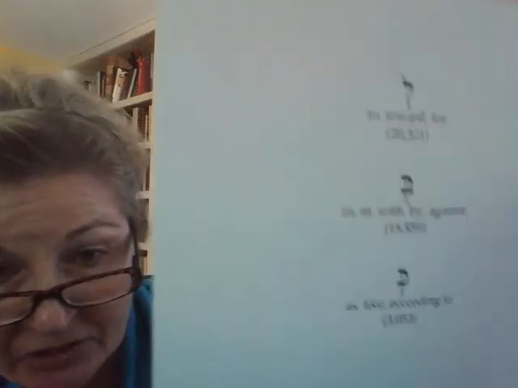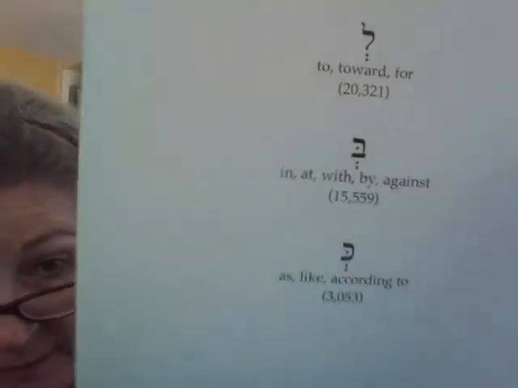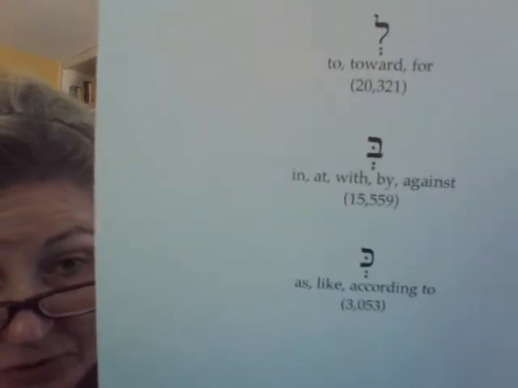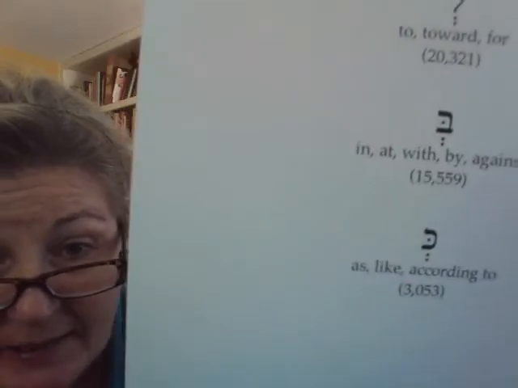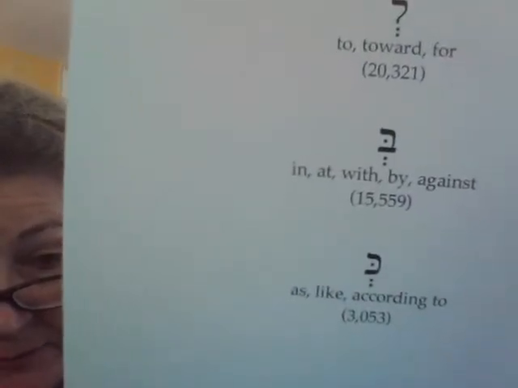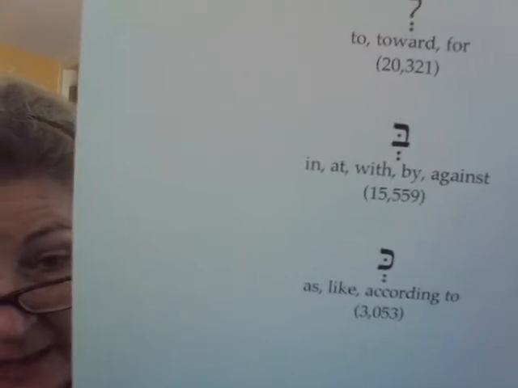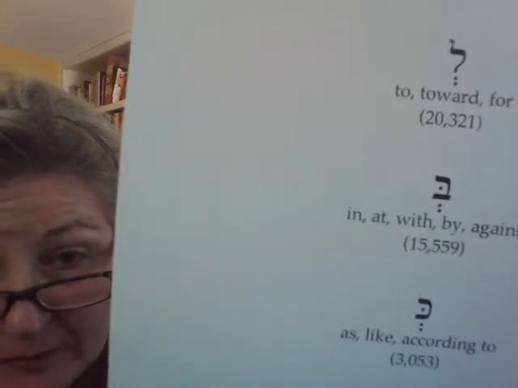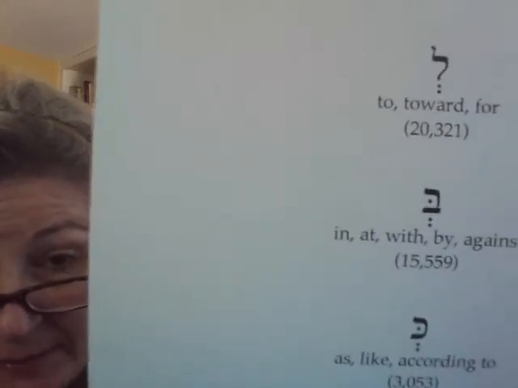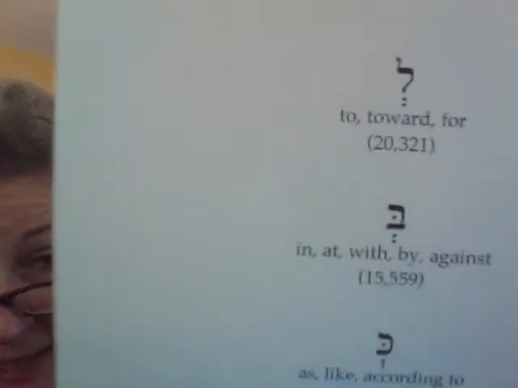Now, more common than the makef prepositions, more common than the independent prepositions, of course, are the troublemakers, the inseparable prepositions. These are our 3 inseparable prepositions. The lamed with the vocal schwa occurs, look at that, over 20,000 times. And then the beth occurs over 15,000 times. And then the kaf occurs over 3,000 times. So these are definitely the most common prepositions you're going to find in the Hebrew Bible.